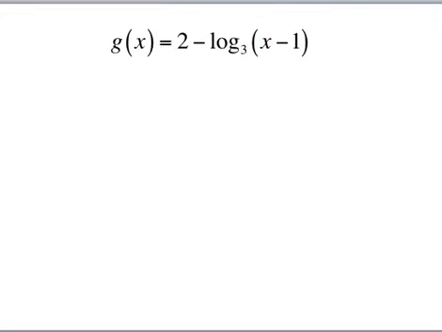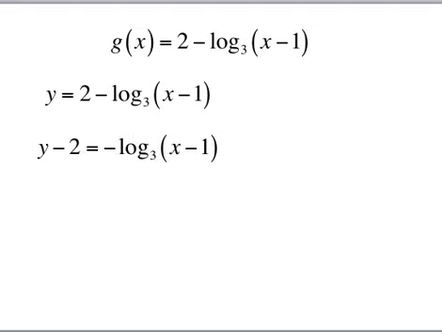We're going to try to graph this a little differently. Rather than shifting it, which we could do, we're just going to go ahead and create a table of values. So we're going to rewrite this as y equals 2 minus log base 3 of x minus 1. And we're going to go ahead and subtract 2 from both sides. Y minus 2 is negative log base 3 of x minus 1.